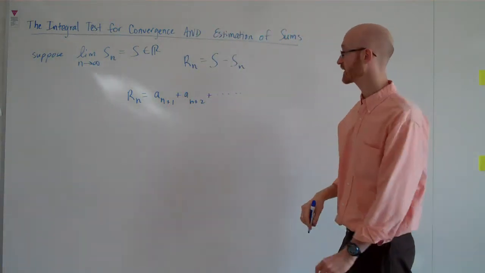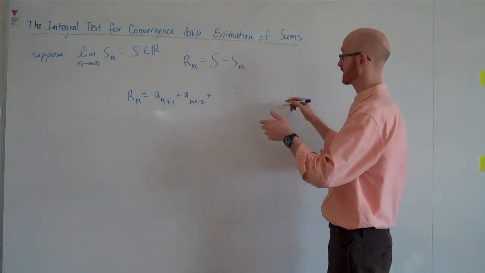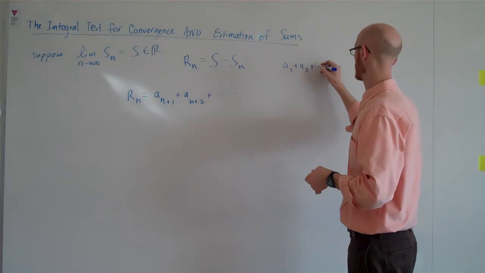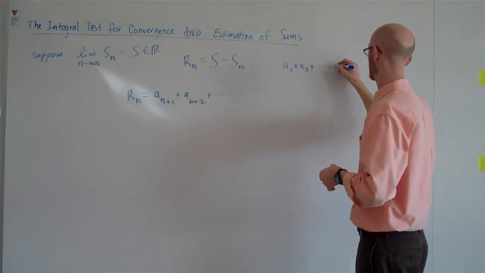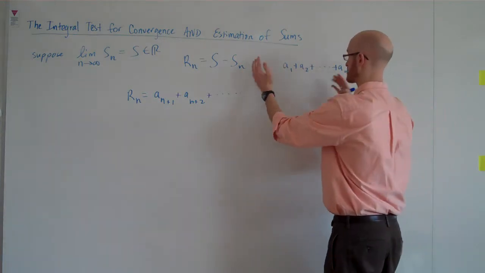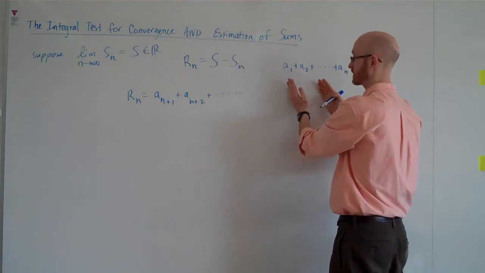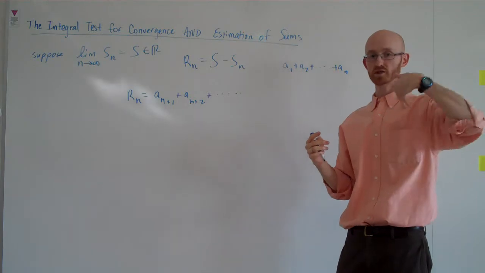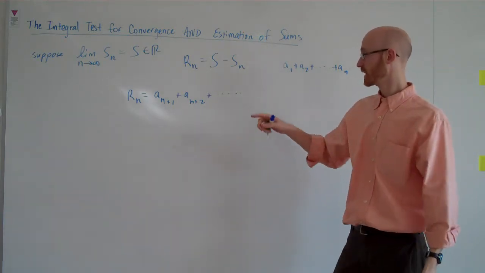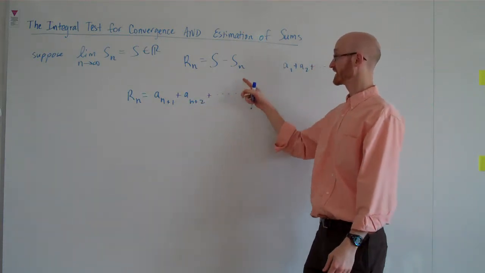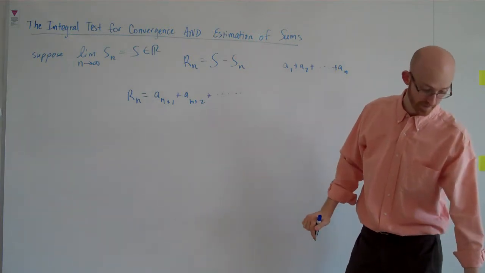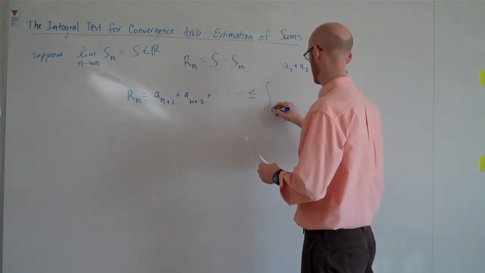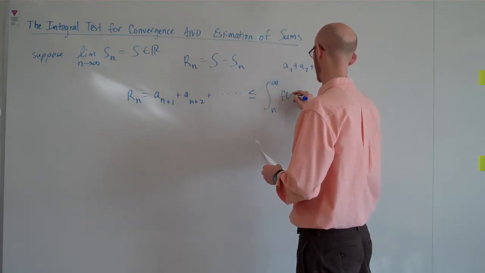And if you're wondering where that came from, think about s sub n, remember, is a sub 1 plus a sub 2 plus on and on all the way up to a sub n. So this has the first n terms built into it. What's not built into this is the n plus first and n plus second and n plus third terms. So the remainder is going to be all the stuff I didn't calculate in my partial sum. That is going to be less than or equal to the integral from n to infinity of the function.